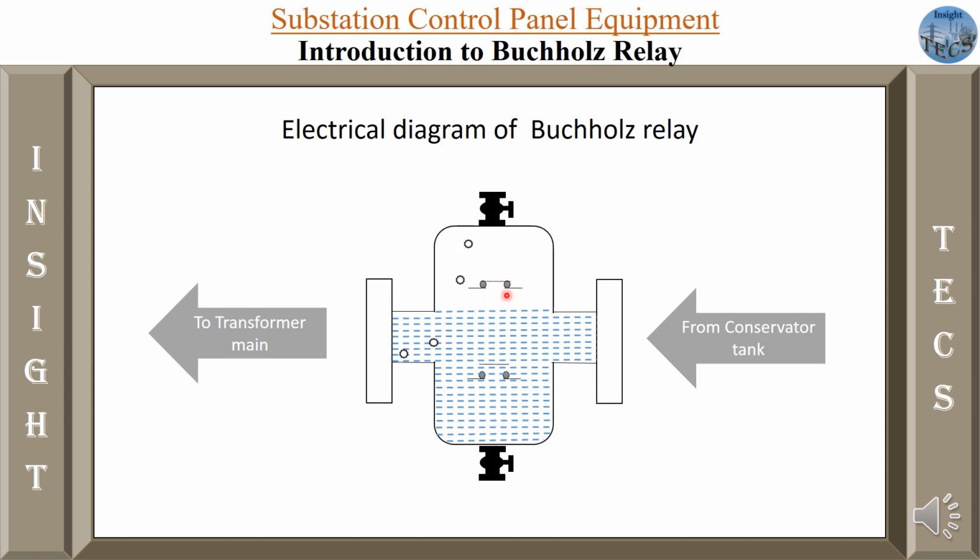What happens when further gases are accumulated inside the Buchholz relay? The oil starts draining into the conservator tank, and as you can see, more and more gas is accumulated. Due to this, the oil is reducing, and this NO contact will also now become an NC contact, and due to this the trip command is sent from the relay inside the control panel.